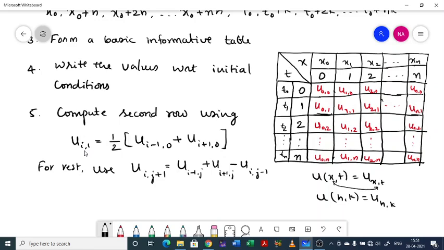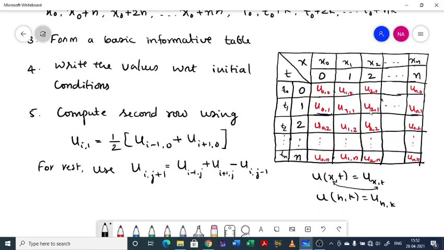u of i comma 1 equal to 1 by 2 times of u i minus 1 comma 0 plus u i plus 1 comma 0. That means if you want this value, this value will be the average of these two, and this will be the average of these two. Whatever value you want in this second row will be the average of adjacent values in the previous row. So you should not take the immediate one, you have to take the adjacent values of its previous entry.